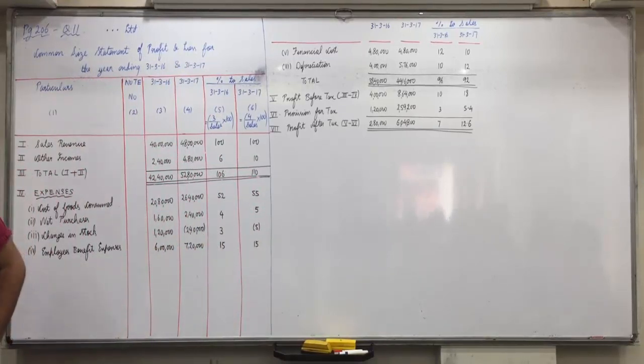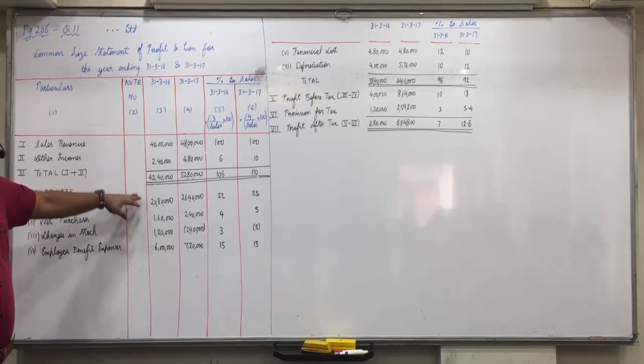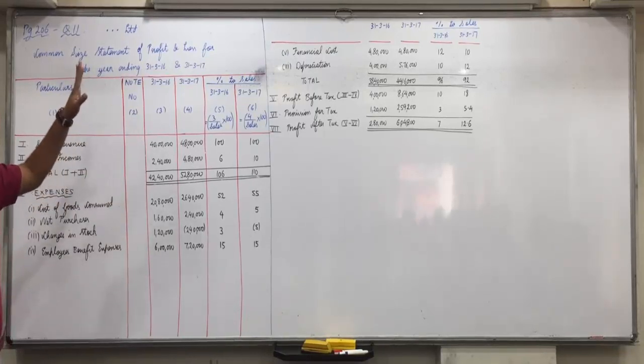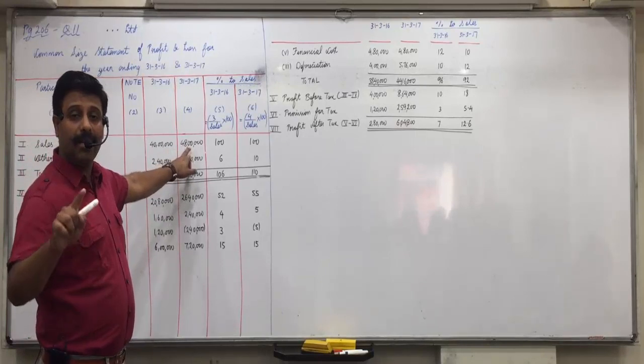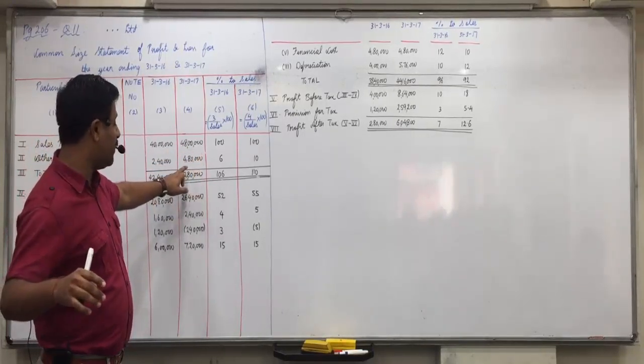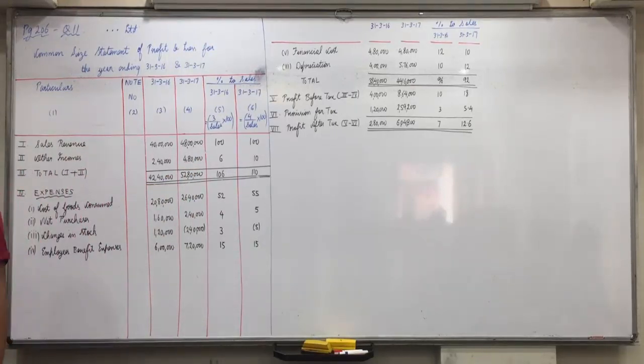Any confusions in this? Once again, 40 lakhs divide 40 lakhs percentage. Don't press on. Directly 2,40,000 percentage, 42,40,000 percentage, and so on. 48 lakhs divide 48 lakhs percentage, then directly 4,80,000 percentage, 52,80,000 percentage, and so on. So, is every one of you clear with this common size statement of profit and loss? Any confusions in that? No.